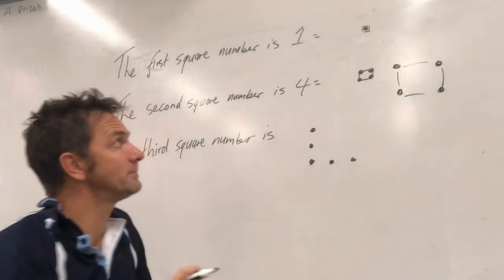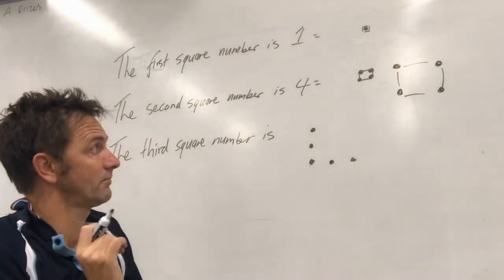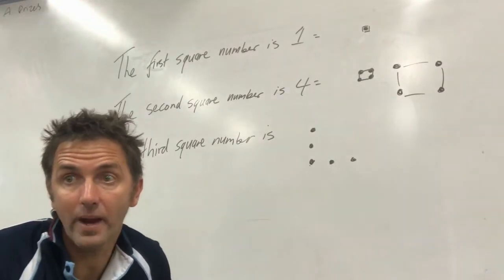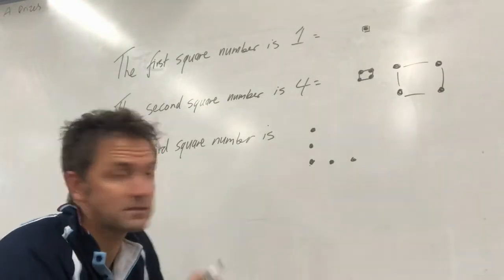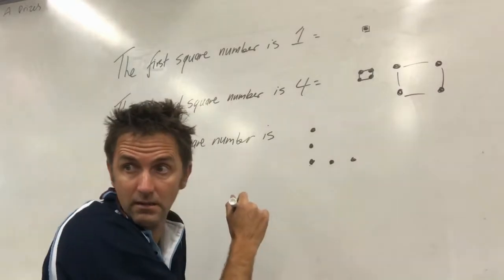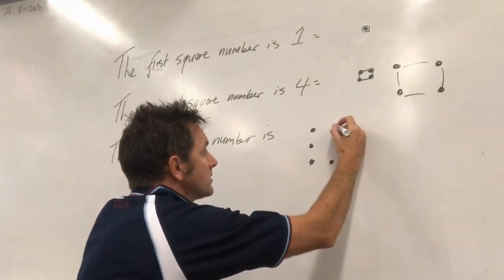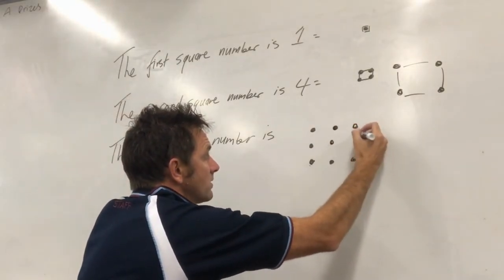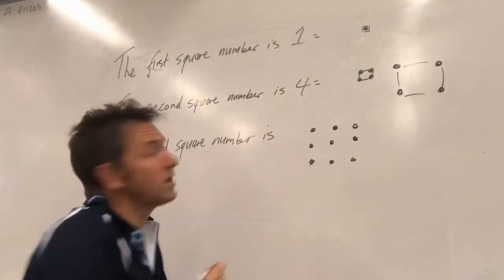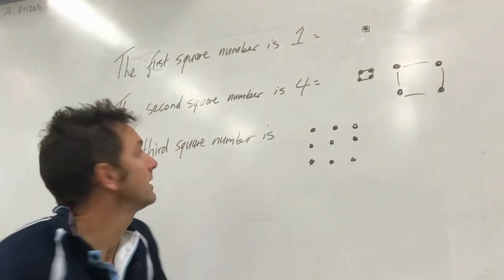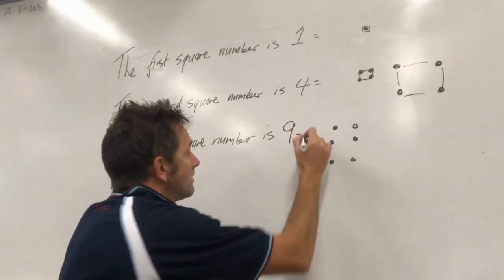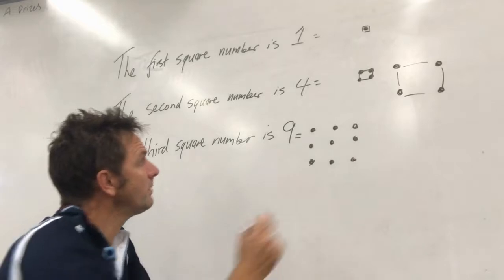Now let's complete the square. Can we all do that? Can we complete the square? Yep. Dot, dot, dot, dot. So what's the third square number? 9. It's 9. Can you see that? Yeah. Yep.